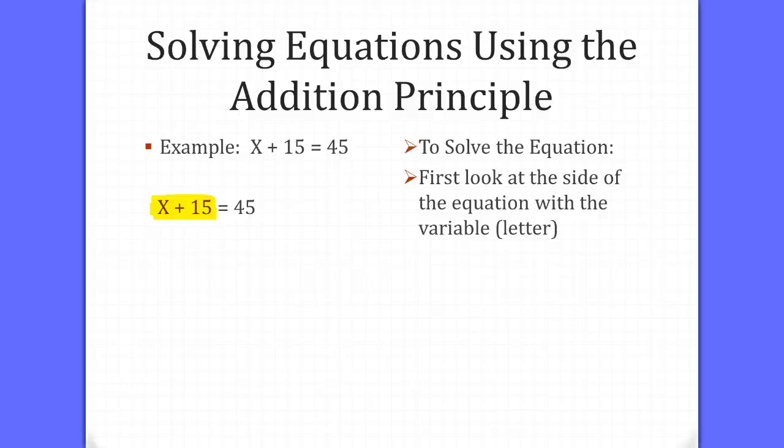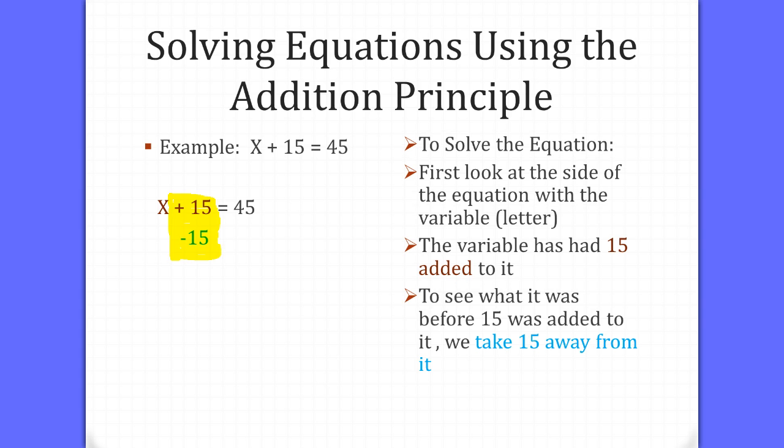Solving equations using the addition principle. Here's the example: x plus 15 equals 45. To solve the equation, first look at the side of the equation with the variable, which is a letter. The variable has had 15 added to it.